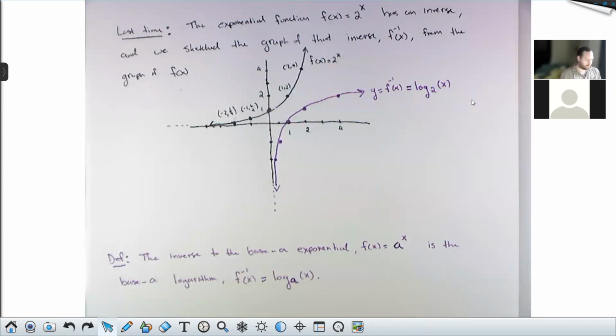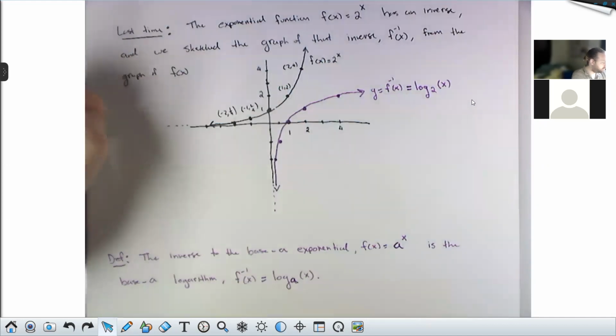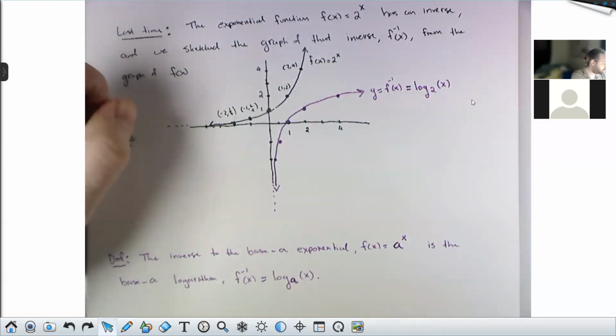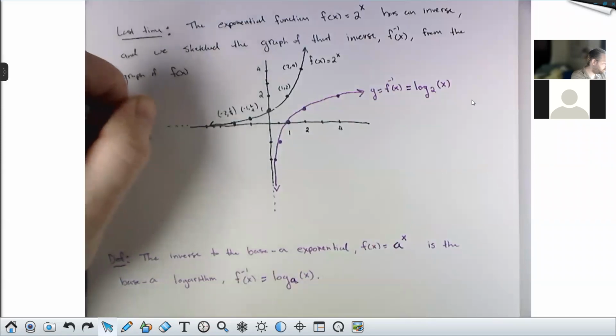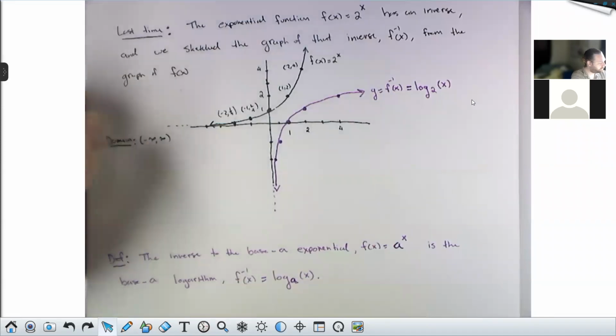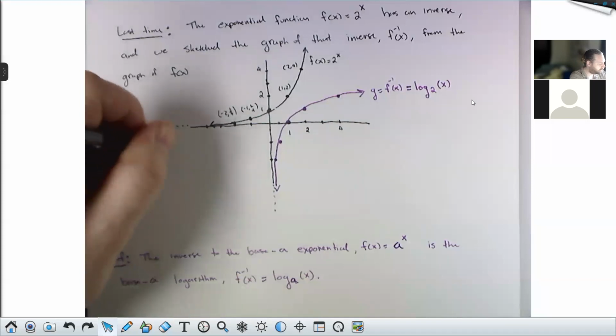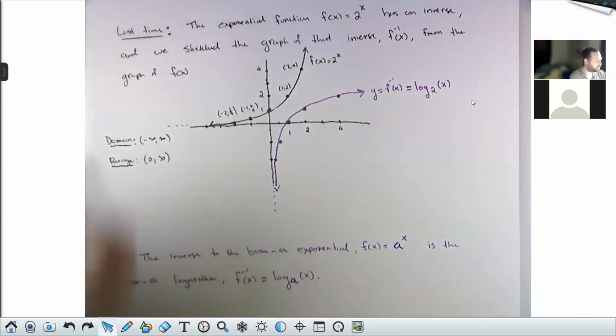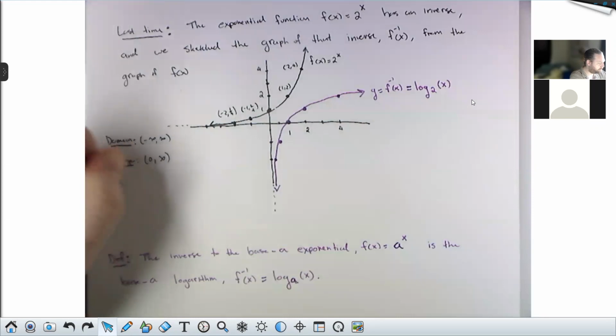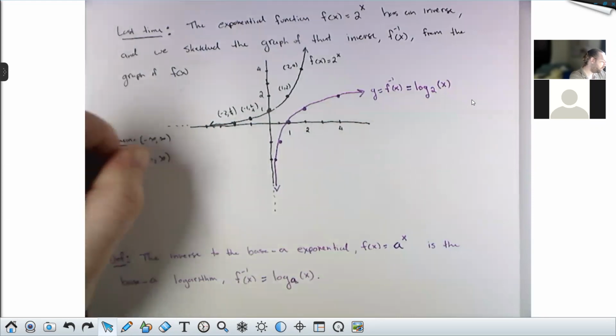I want to show you or describe some of the features here. So the domain of f here, the domain of the original 2 to the x, is all real numbers, negative infinity to infinity. And the range of the original, I'm color coding this, this is for the black graph, is from 0 to infinity. And of course, he has a horizontal asymptote, y equals 0.